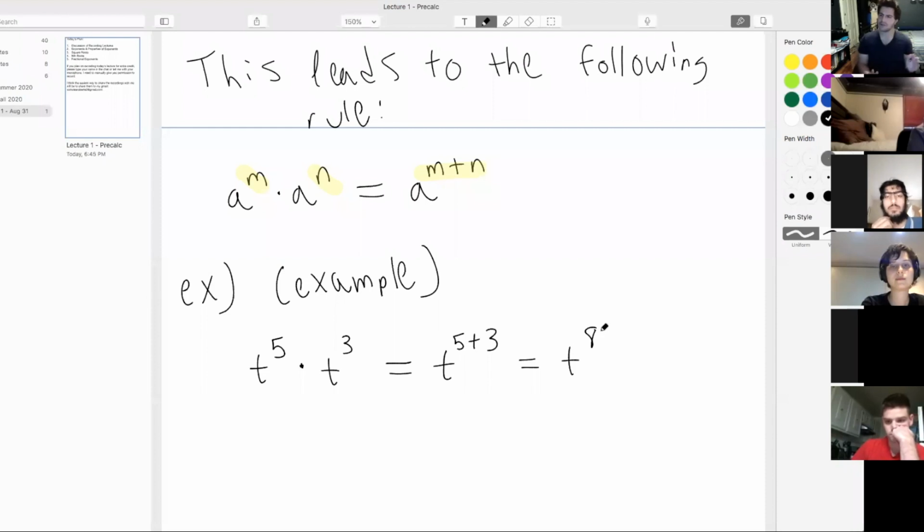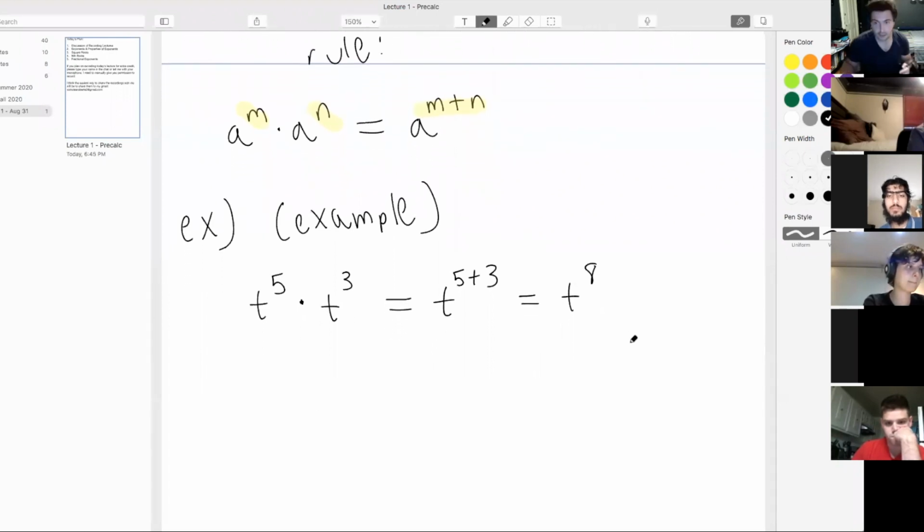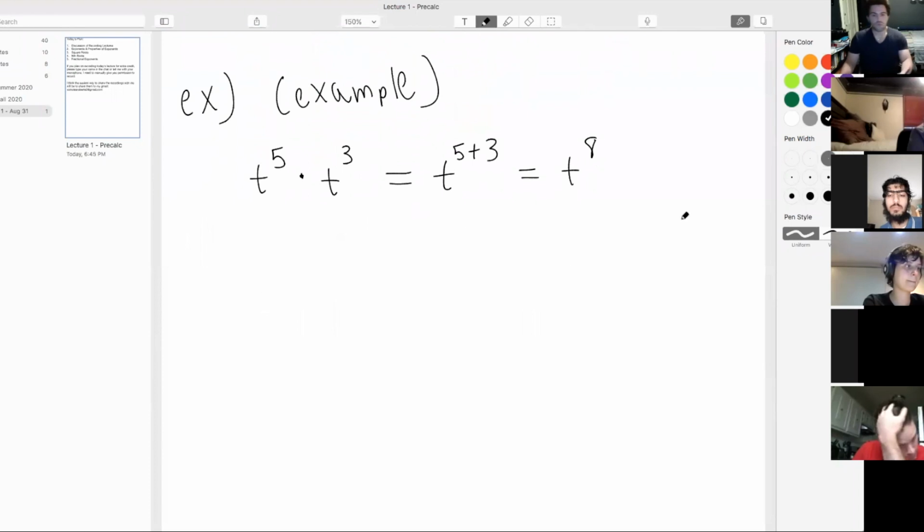So please stop me or raise your hand. I think Zoom has a raise hand feature if you want me to slow down or if you want me to explain something. All right. So I'm going to keep going. If no one has any questions, let's look at another example.